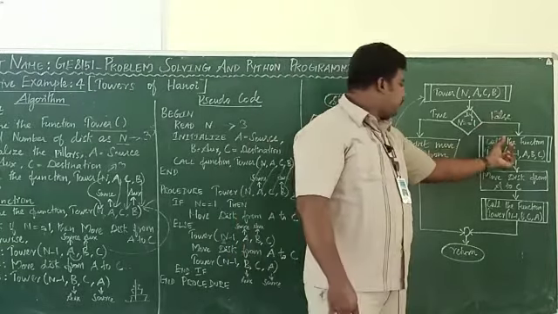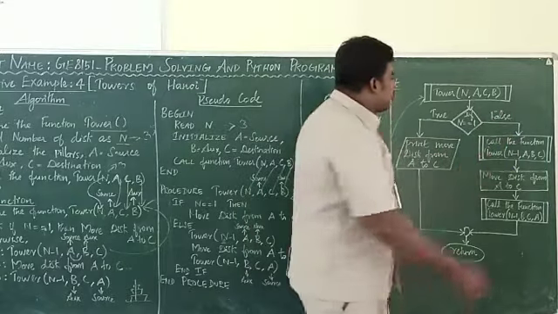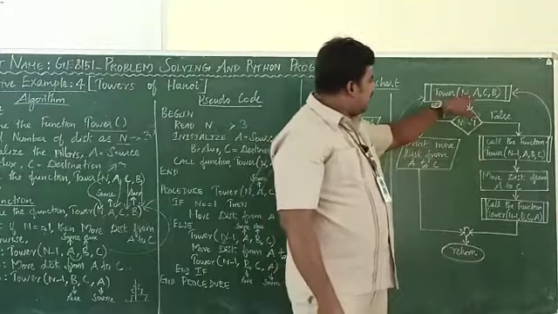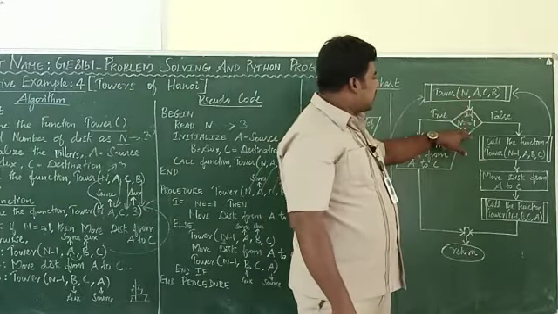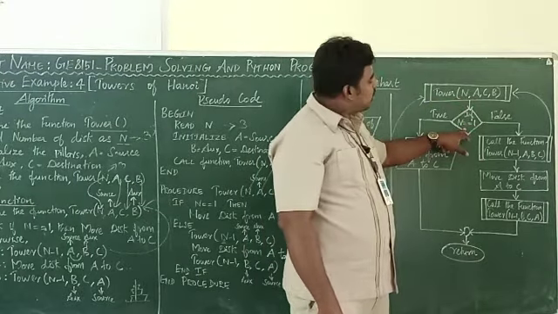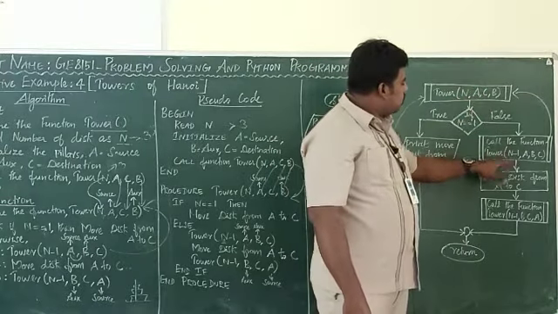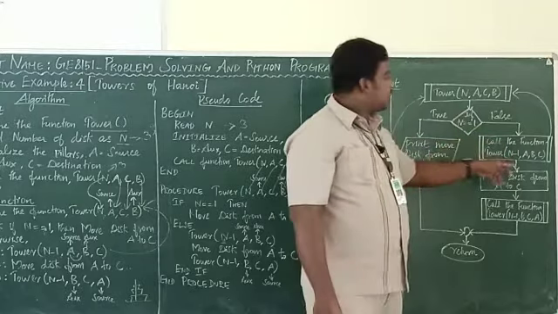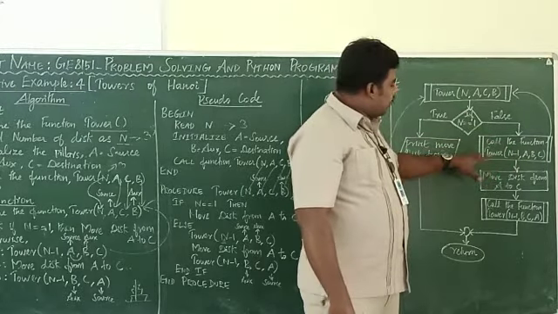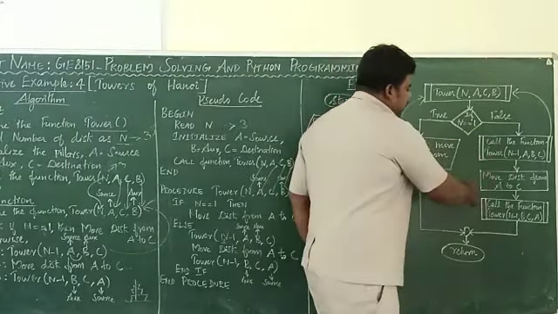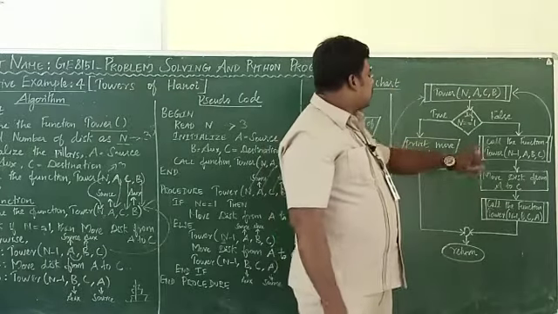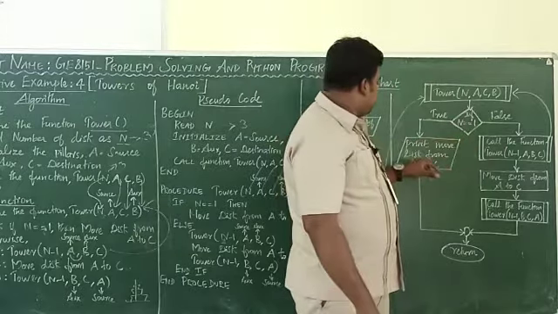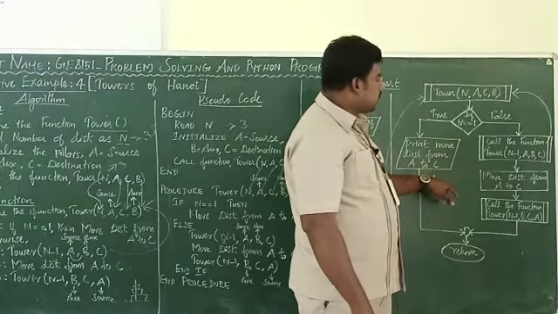Suppose if it is false, again it is a recursive function. So it's a function call, it will come here. So now the n value is 2. So I am checking the condition whether the n value is 1 or not. If it is 1, it will print this, otherwise again it will work till it reaches 0. After executing this, this line will be executed. So nearly 3 times it will call the function, then it will move the disk from A to C.